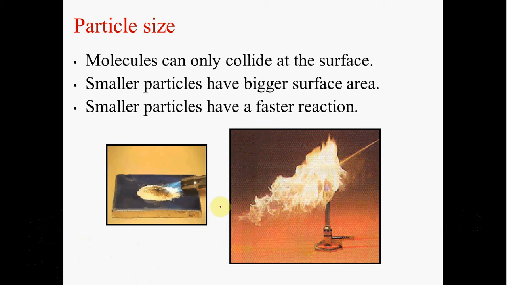Particle size can also affect rate, since collisions occur only at the surface. And to get a collision to be effective, we know we need enough energy and the right orientation. Now you've got to have only those at the surface that are going to collide. So if you have smaller particles with a bigger surface area, you're going to get more collisions.